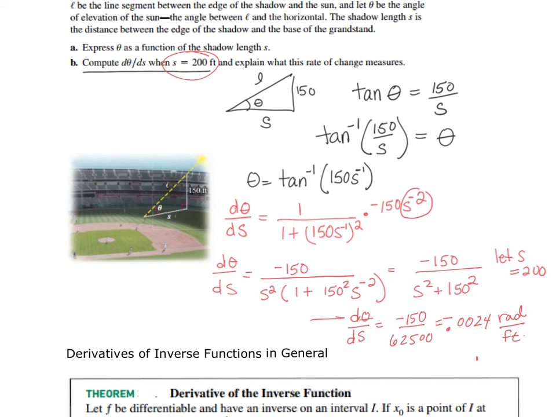So what does it mean? Well, this is the change in the angle over the change in S. And remember that S, this distance here, is the distance from the grandstand to the edge of the shadow. So what we're saying is, as the shadow gets longer, every foot that the shadow grows, the angle theta decreases by 0.0024 radians. Decreases because it is negative.